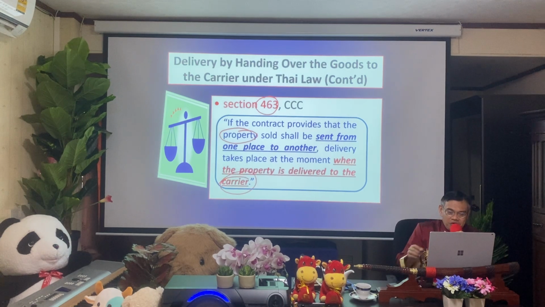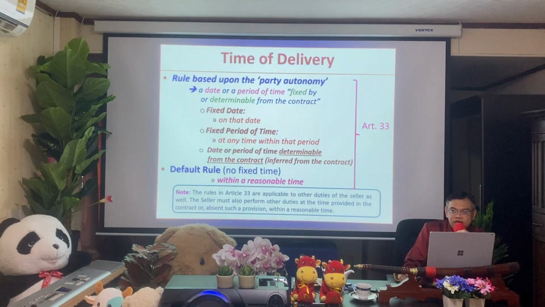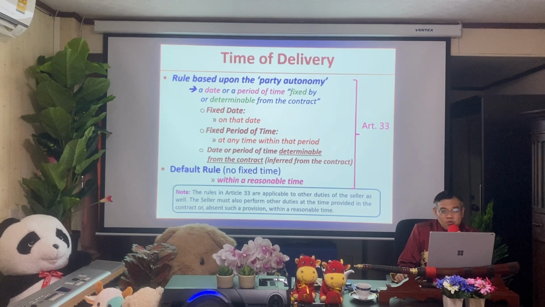So when the contract involves the carriage of the goods from one place to another, then according to Section 463, delivery takes place at the moment when the goods are delivered to the carrier. This is also close to what we have seen in Article 31 of the CISG. Now, having seen the rule regarding the nature of delivery, we move forward to the rule with respect to the term of delivery.